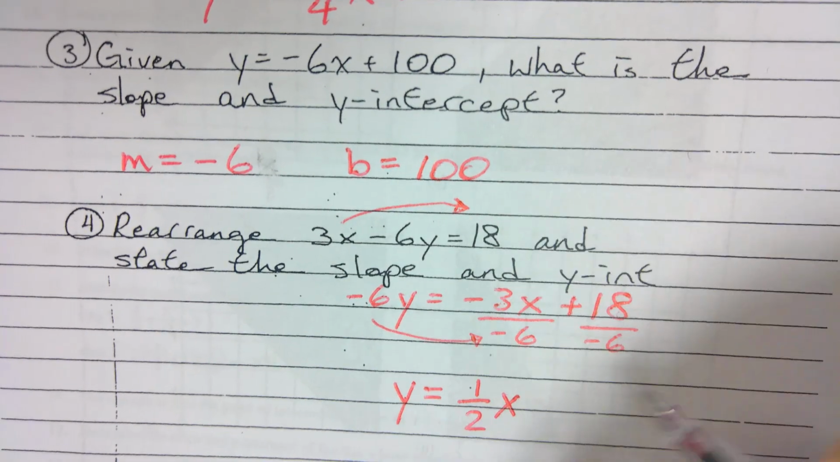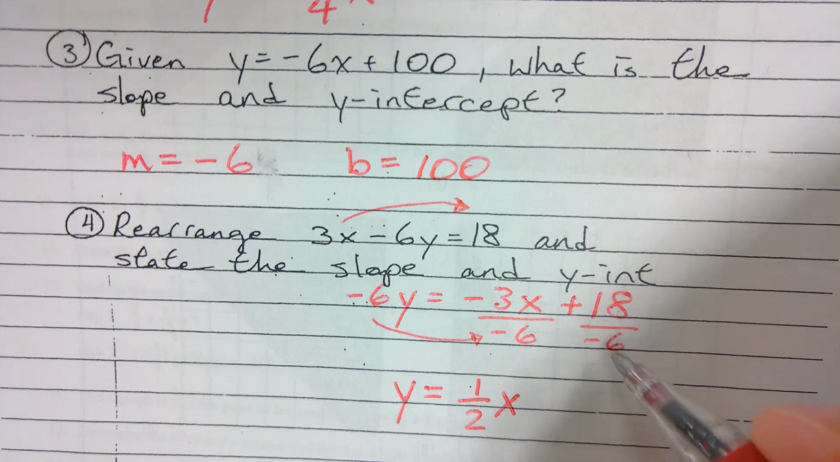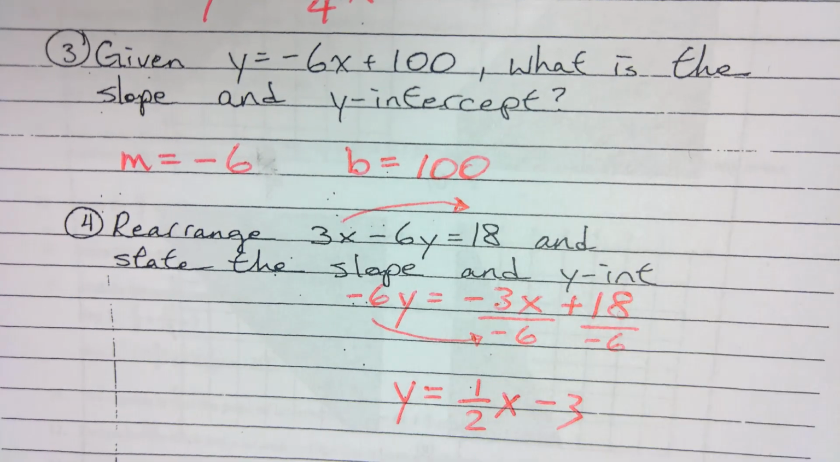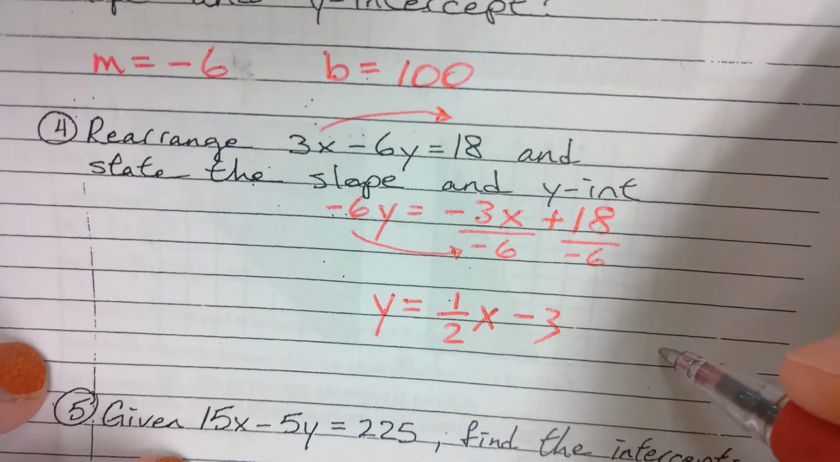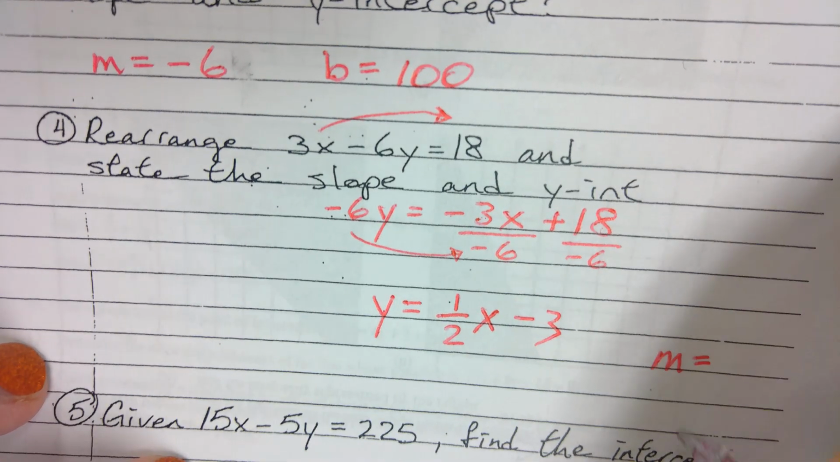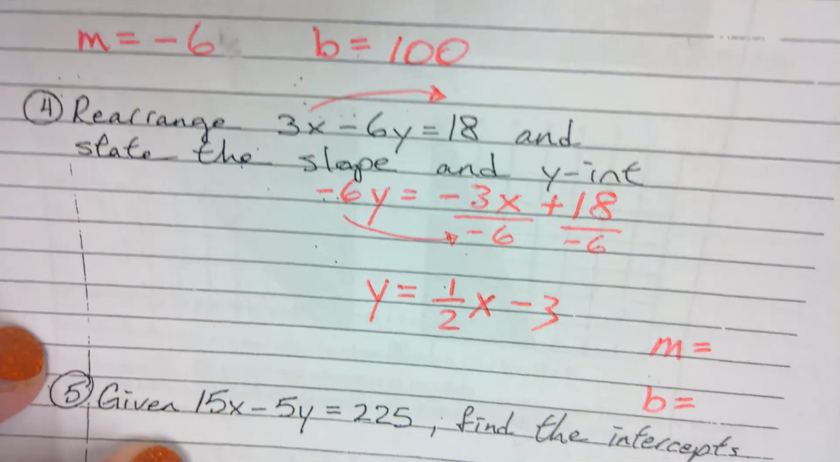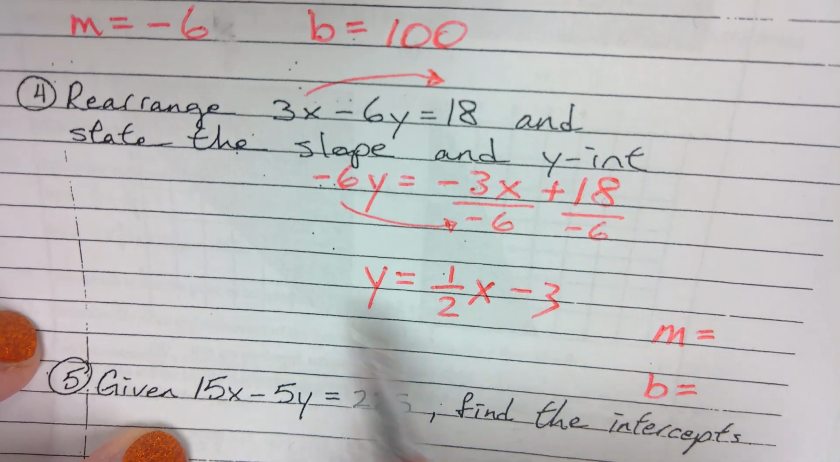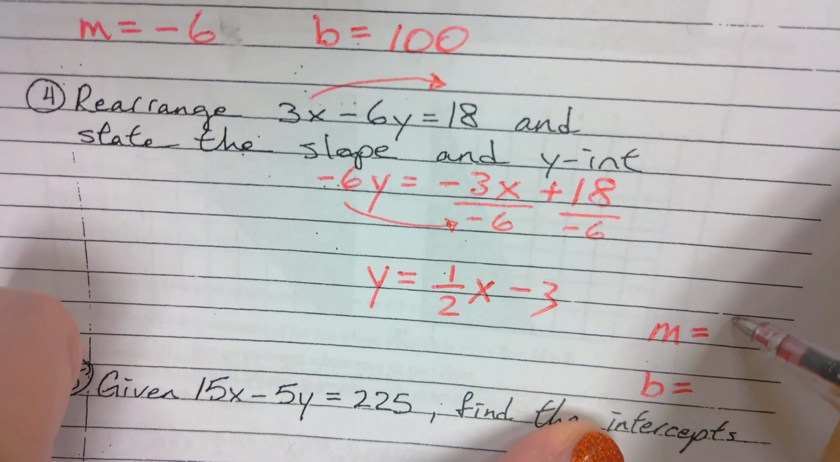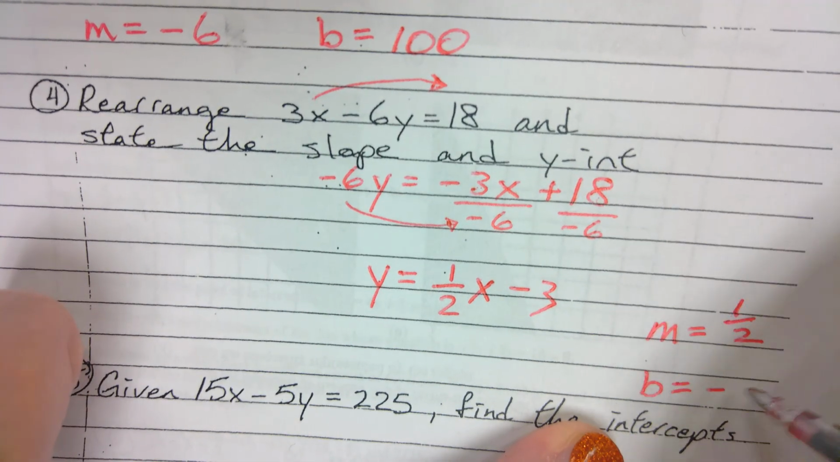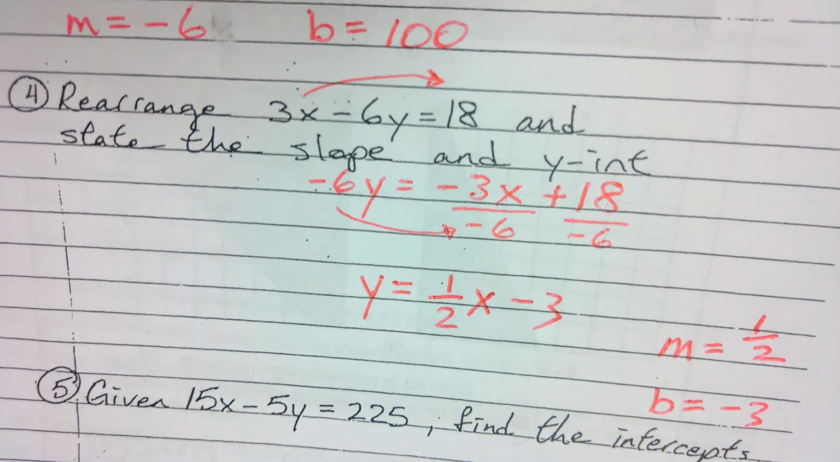Perfect, 1 over 2x. And then here, I don't want to see plus minus 3. It's just simply minus 3, like this. So have I answered the question? No. It was asking you to state the slope and y-intercept. So make sure after you rearrange it, you answer the question. So your slope is 1 over 2, and your y-intercept is negative 3.